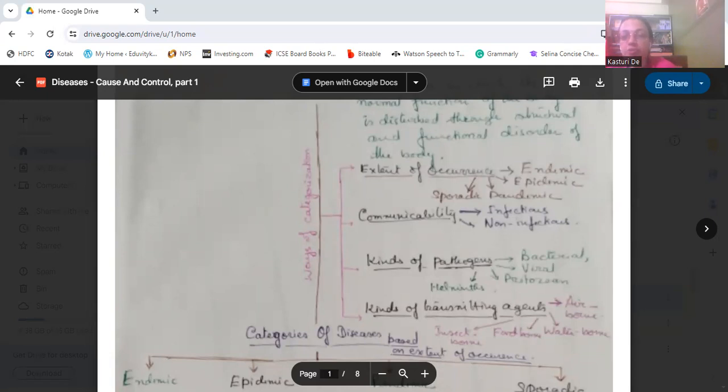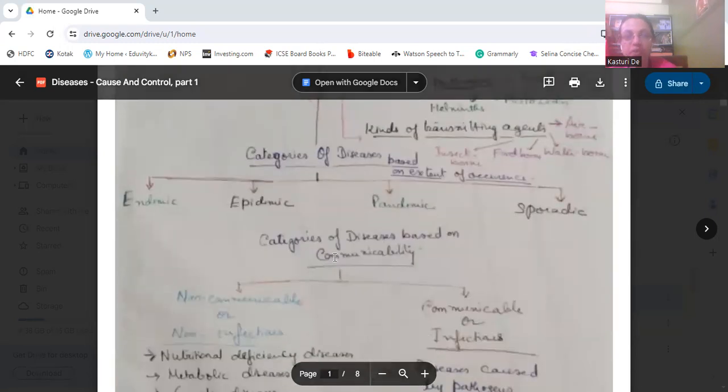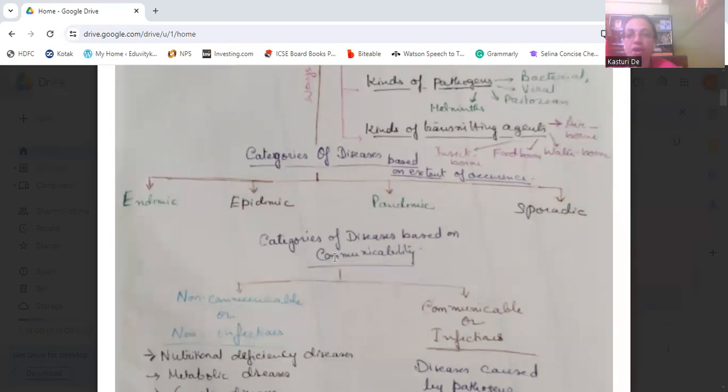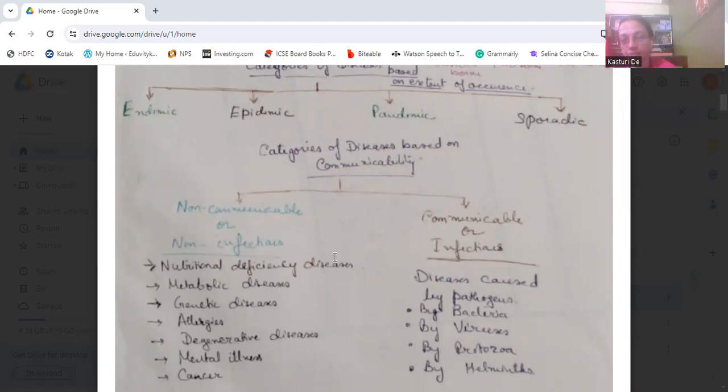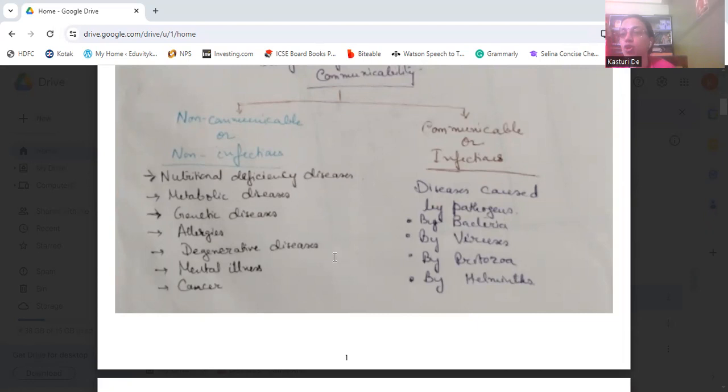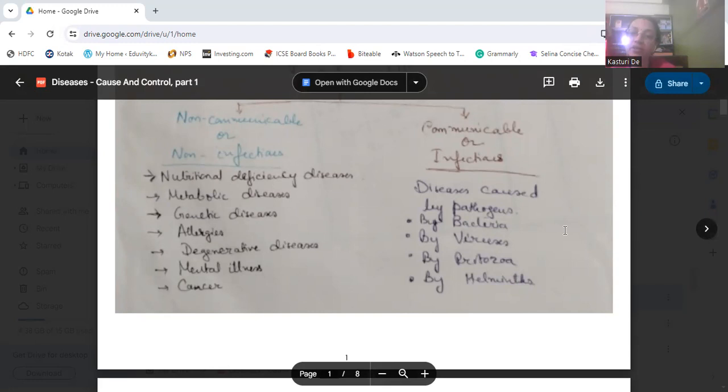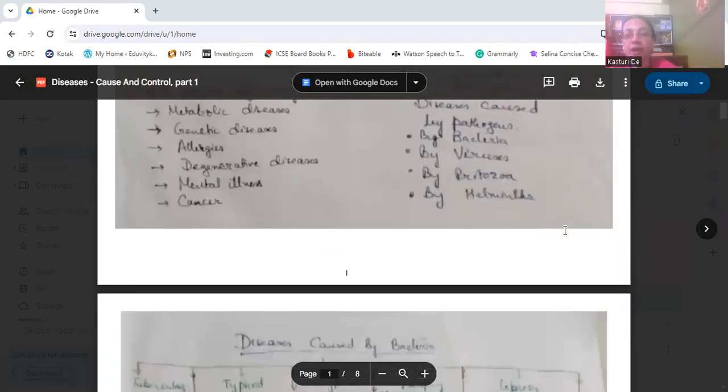Now, categories of the diseases based on extent of occurrence I told you: endemic, epidemic, pandemic, and sporadic. Now, communicability: it is non-communicable or communicable. Non-communicable is also known as non-infectious, and communicable is also known as infectious. Non-communicable diseases are like nutritional deficiency diseases, metabolic diseases, genetic disorders, allergies, degenerative diseases, mental illnesses, and cancer. These diseases are not transmitted by any germs or pathogens. And communicable diseases are those caused by pathogens like bacteria, virus, protozoan, or helminths.